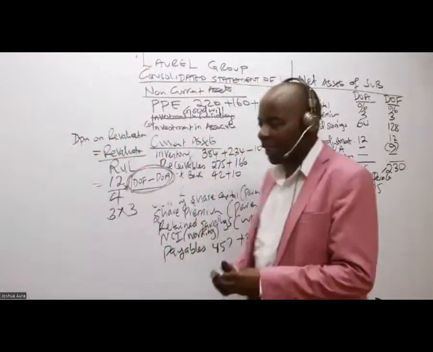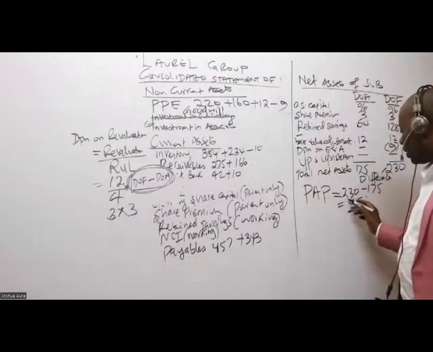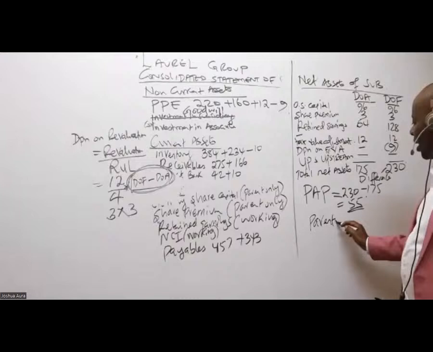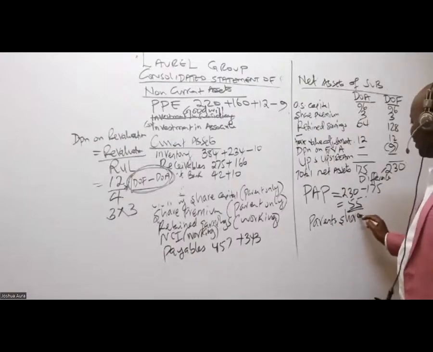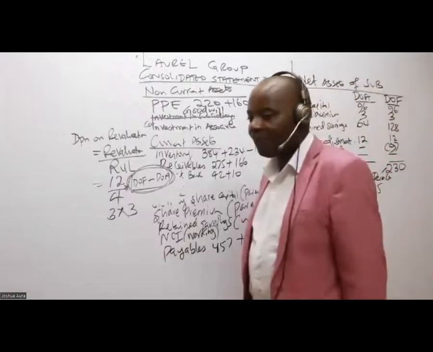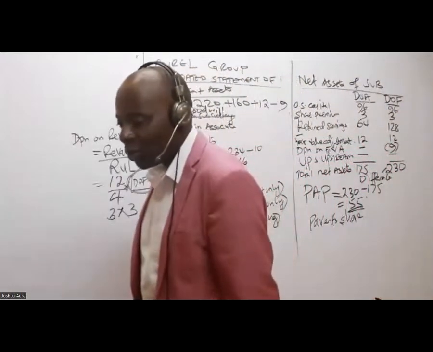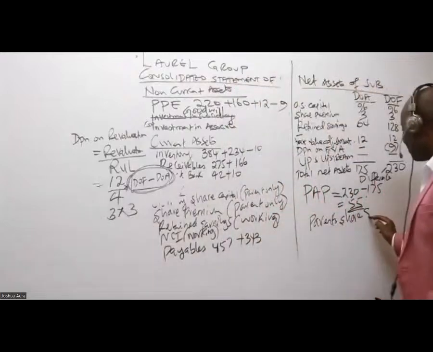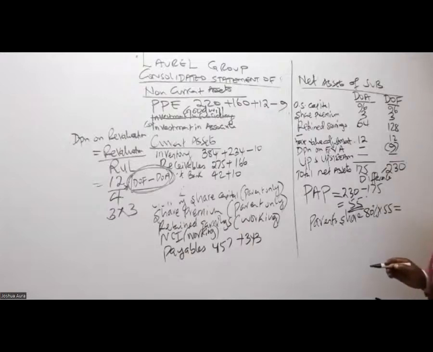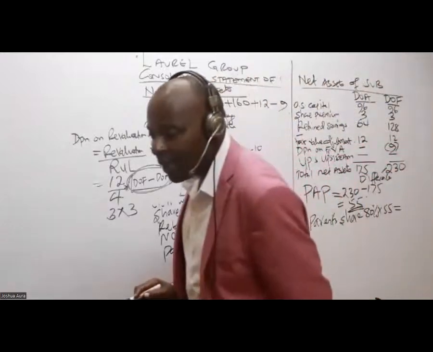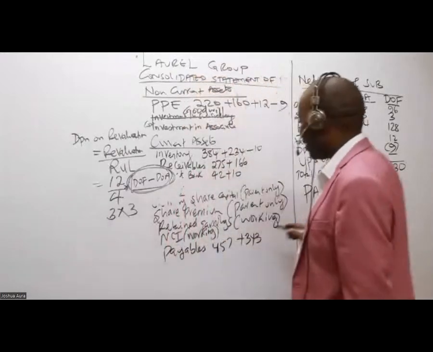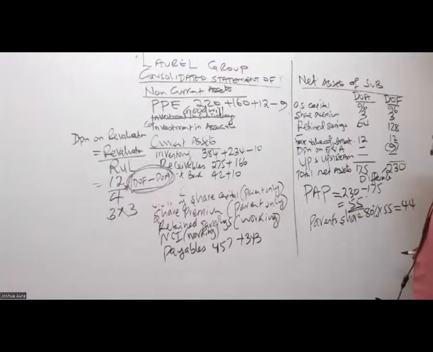So we allocate this, isn't it? We share. Give us the parent share. The parent has got what percentage? 80%. 80% of 55 gives me 44, isn't it? Thank you so much.